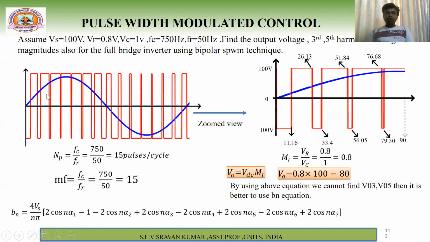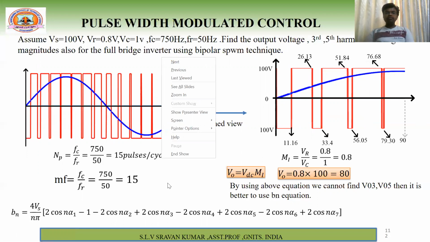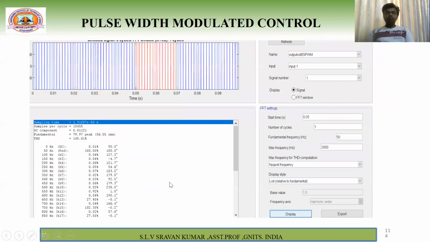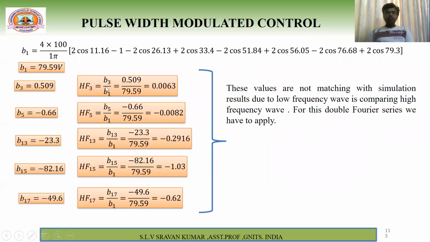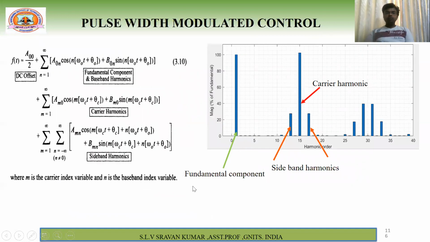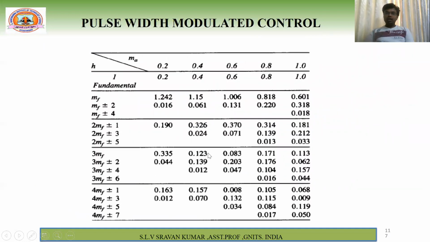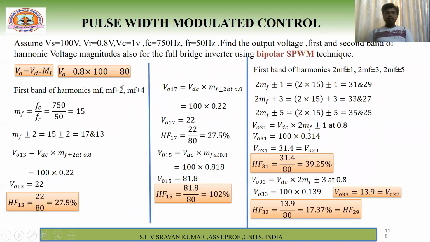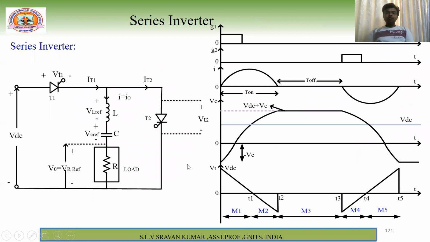But from the last class I told you that this Bn equation is valid only to represent the fundamental component. When you want to find B5, B6, B13, B15, whatever it may be, then you have to go for the double Fourier series concept. Then only it is possible to calculate the required harmonic values. Let us say B15, like this. I have also shown this example. Please follow these examples, then you will get the exact answers. So that is about the last class.